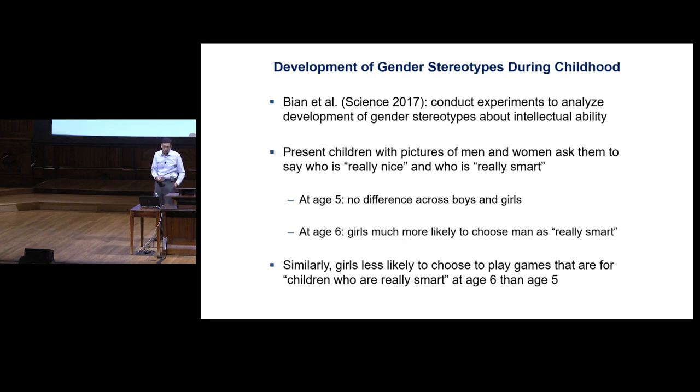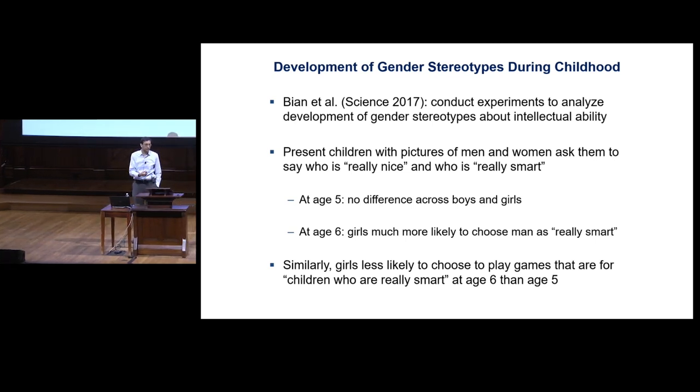What they do here is present kids with pictures of men and women and ask them to say who is really nice and who is really smart. And what they show in the paper is that if you take five-year-old kids, there's no difference in the patterns of who kids identify as being really nice or really smart between boys and girls. Whereas if you do the same thing with six-year-olds, girls are much more likely to choose the man as being really smart and the woman as being really nice.